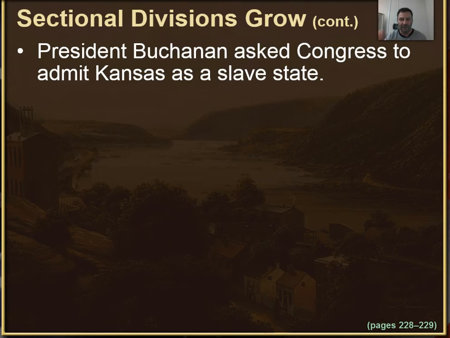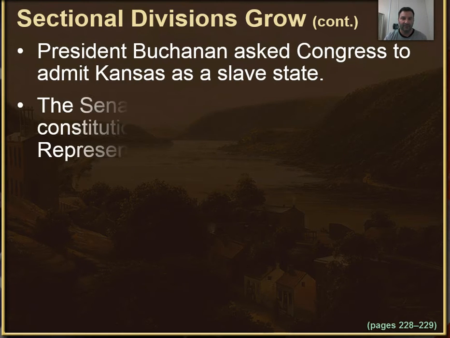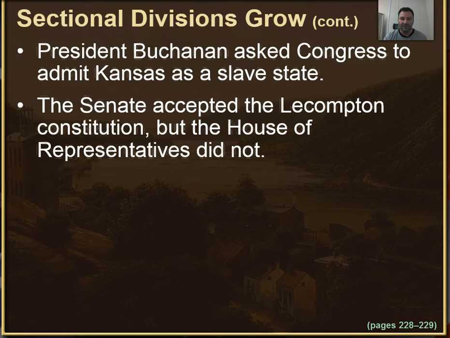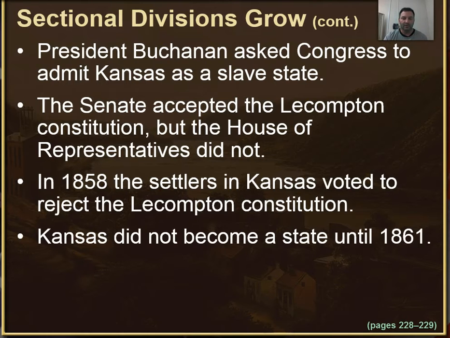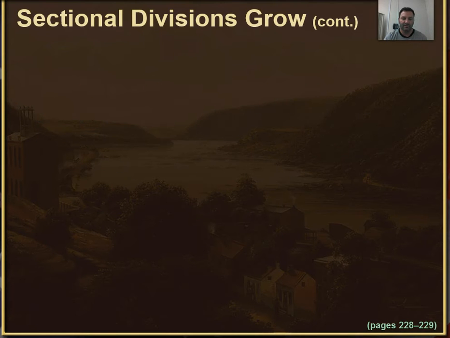President Buchanan asked Congress to admit Kansas as a slave state. The Senate accepted the Lecompton Constitution, but the House of Representatives did not. In 1858, the settlers in Kansas voted to reject the Lecompton Constitution. So Kansas did not become a state until 1861 as a result.